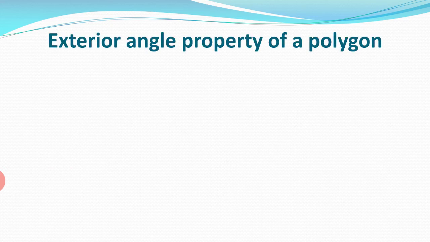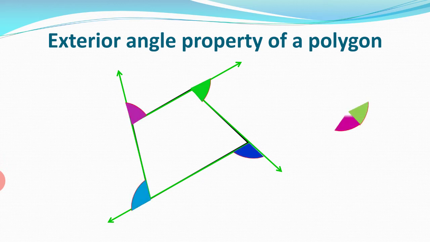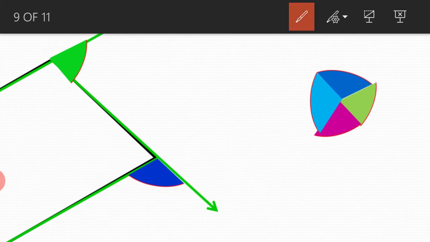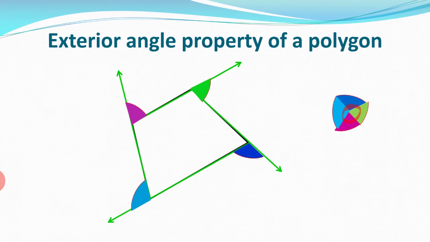So now let us go for the property of exterior angles. Now, the exterior angle property of a polygon. Once again I have taken a quadrilateral and I am drawing the 4 exterior angles for this quadrilateral. Is it okay? Now I am going to take these 4 exterior angles and arrange them. What do I observe? What do I get here? Can you see, is it a complete angle? And what is the measure of a complete angle? It is 360 degrees. So if I add the 4 exterior angles, what is the sum of exterior angles? It is 360 degrees.